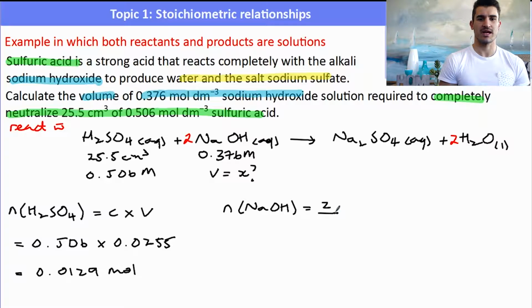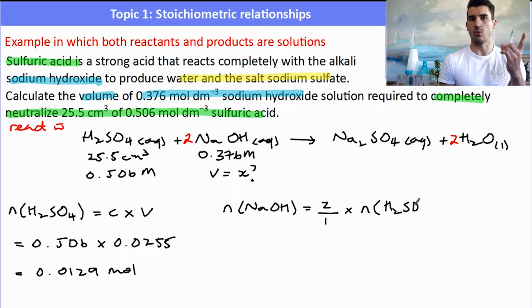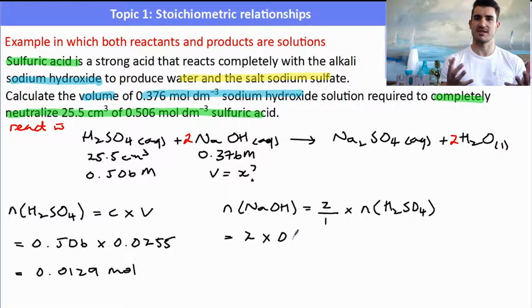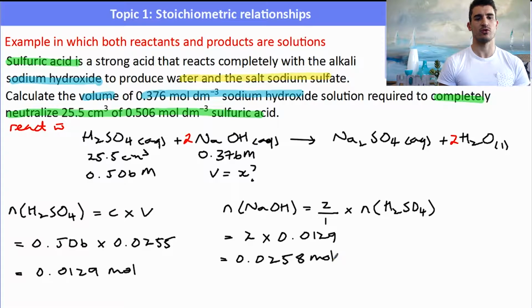Now I can use the ratio in the balanced chemical equation to work out the number of moles of NaOH. The thing that we want, NaOH, 2. The thing that we've got, sulfuric acid, 1. So it's a 2 over 1 times the number of moles of the thing that we know, which is H2SO4. So we can work out the number of moles of sodium hydroxide by multiplying the number of moles of H2SO4 by 2.